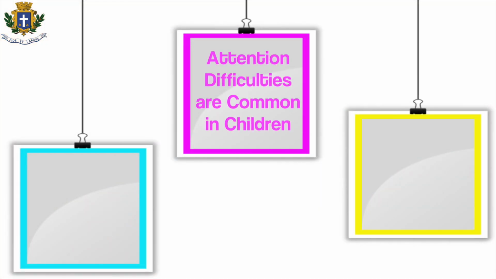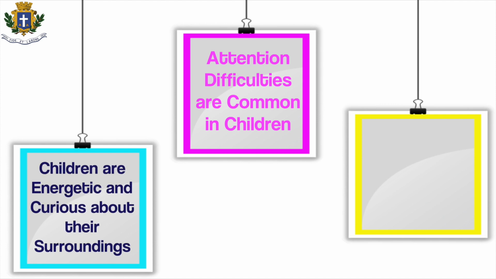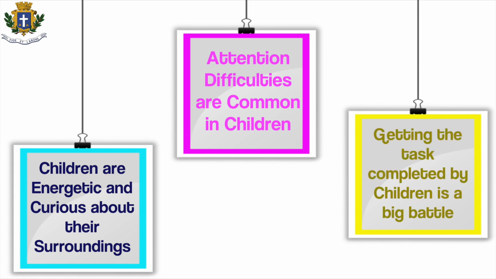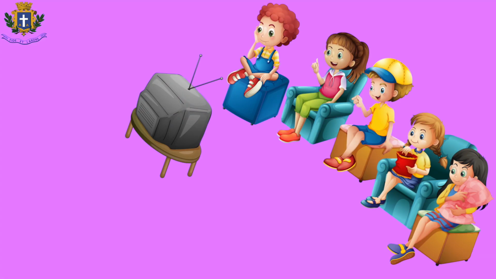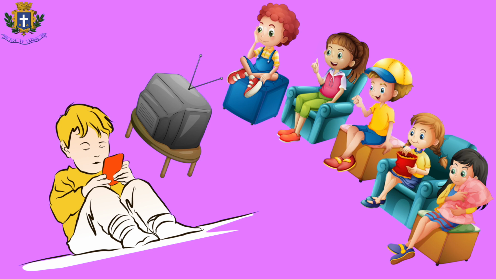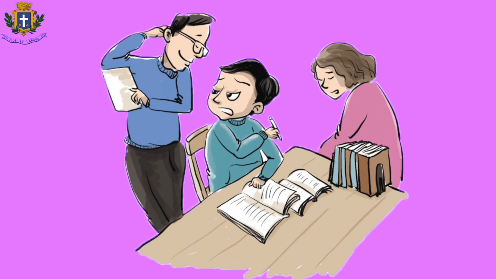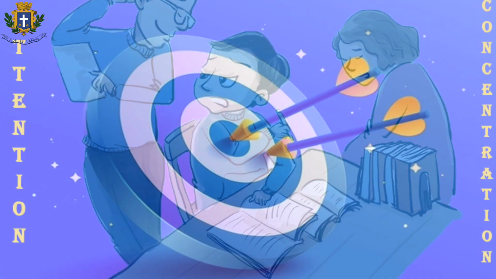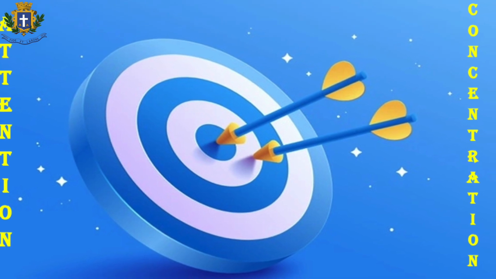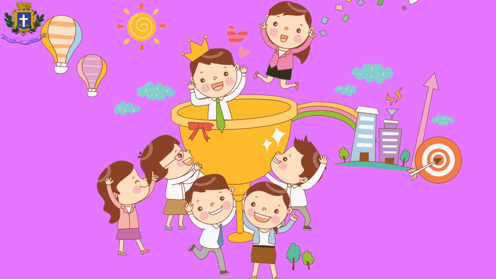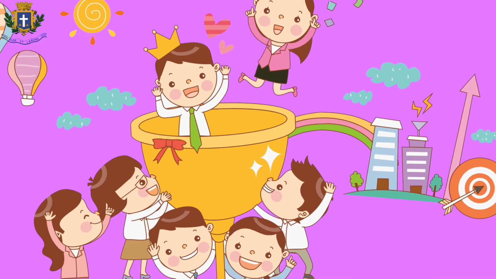To begin with, attention difficulties are very common in children because children are super energetic and curious about their surroundings. Getting the task completed by children without any distraction is a big battle for all parents. Their attention may be very good while watching something on TV or on a mobile phone, but engaging them in activities such as doing homework is next to impossible. Attention and concentration become very essential, without which they may find it difficult at school and in life later on.